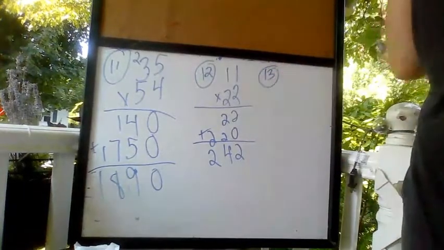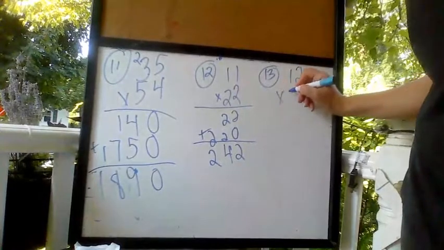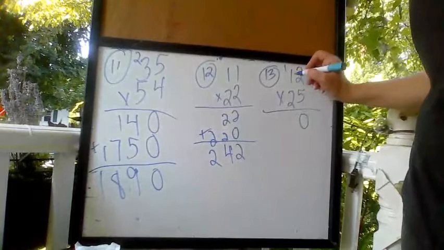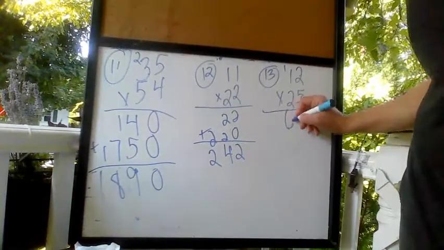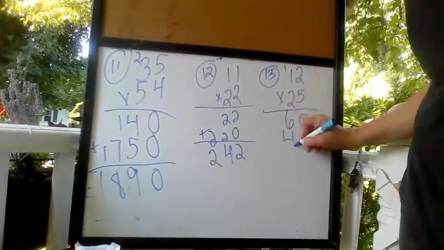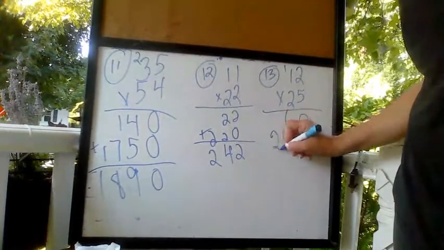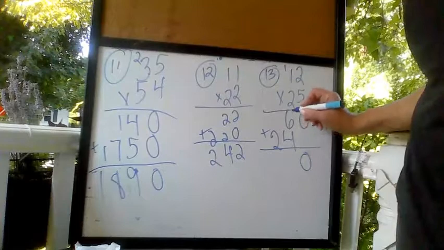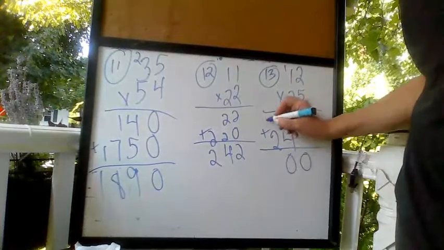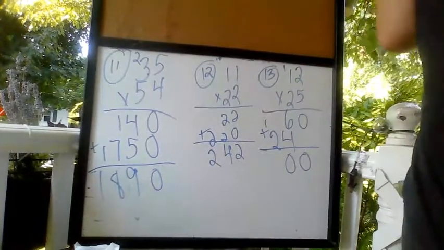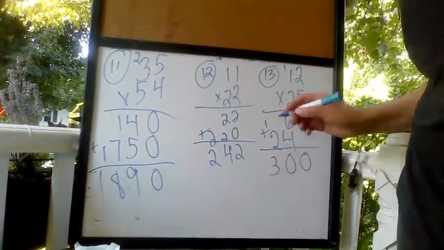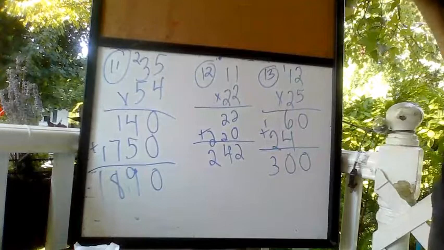13. 12 times 25. 5 times 2 is 10. Carry the 1. 5 times 1 is 5, plus 1 is 6. 2 times 2 is 4. 2 times 1 is 2. 0 plus 0 is 0. 6 plus 4 is 10. Carry the 1. 2 plus 1 is 3. The answer is 300 for number 13.